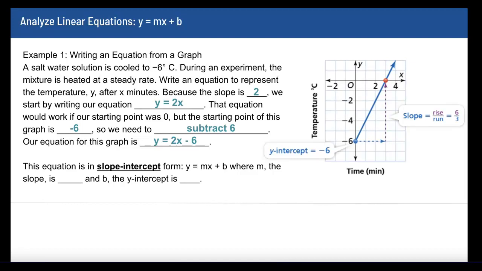This equation is in what we call slope-intercept form, y equals mx plus b, where m, the slope, is 2, and b, the y-intercept, is -6. So we use the slope, we use the y-intercept, and we can write an equation.